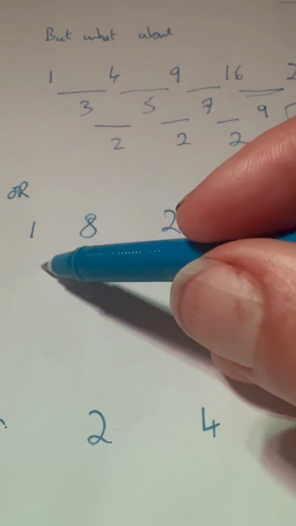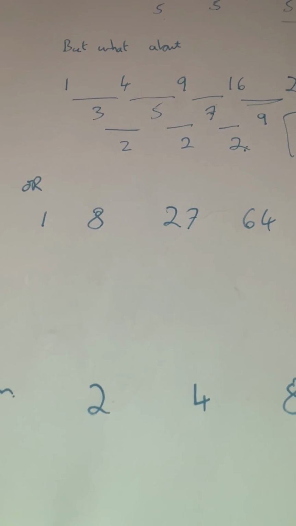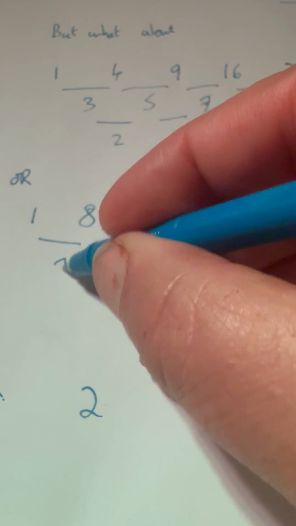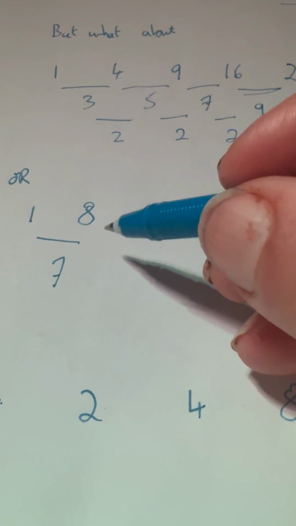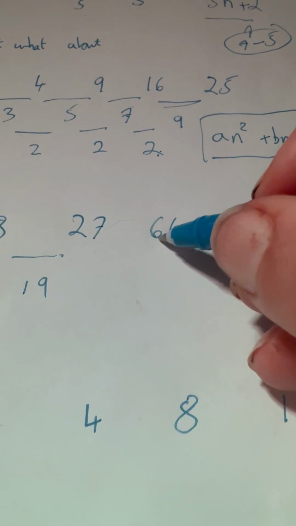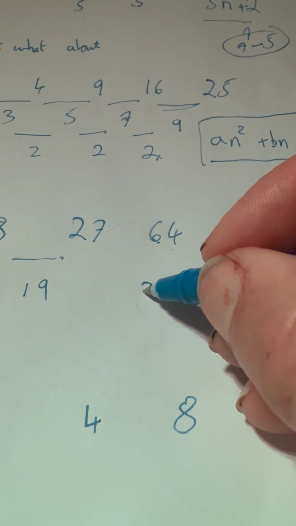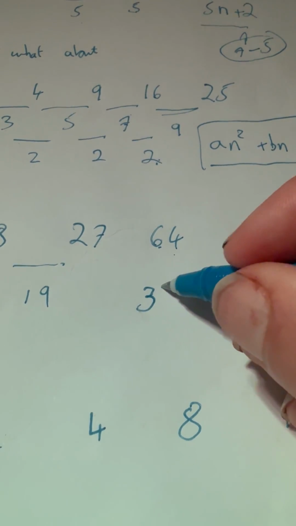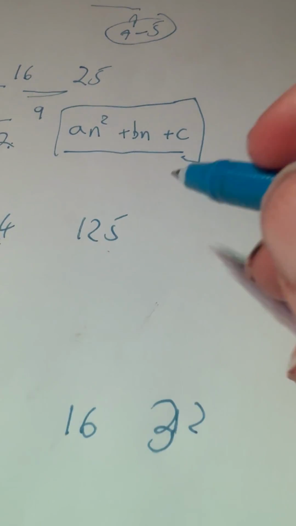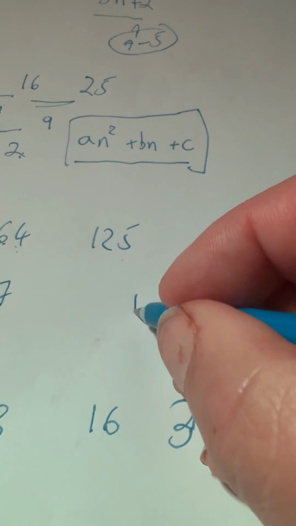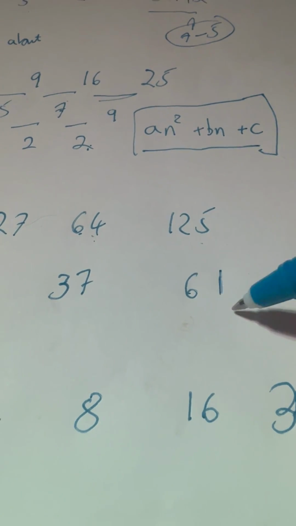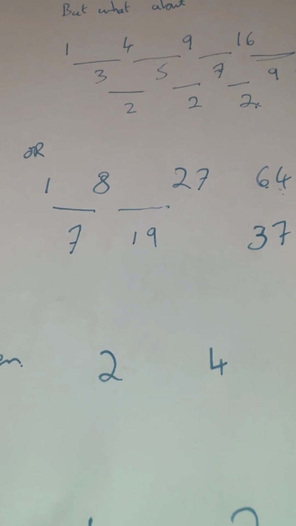But what about these numbers? Do you know those numbers? The cubics. The difference between those two is, of course, 7. The difference between those two is 19. The difference between those two is 37. The difference between these two is starting to get big. So big, I might need to work it out like that. Is it 61? We'll soon find out if I'm wrong. I think that's right. Okay.